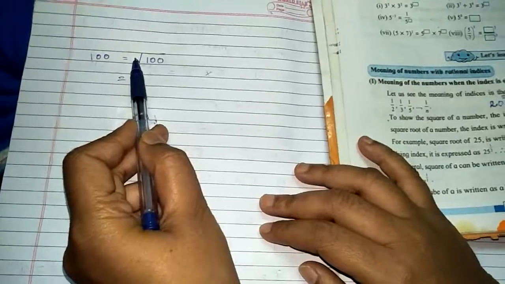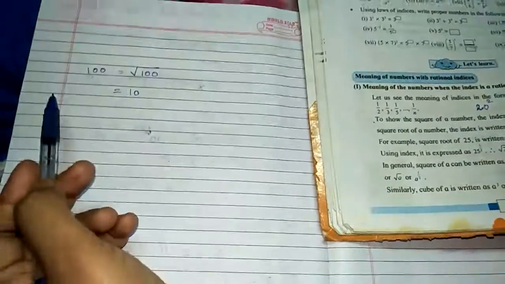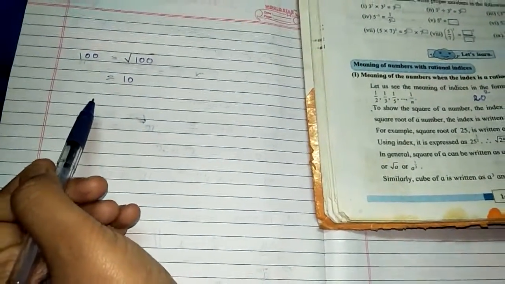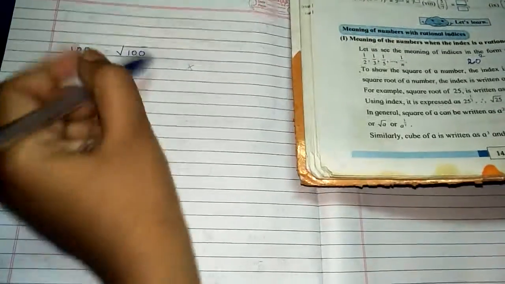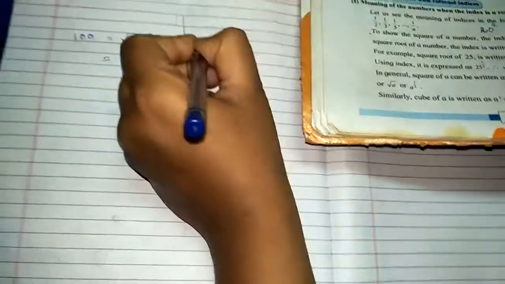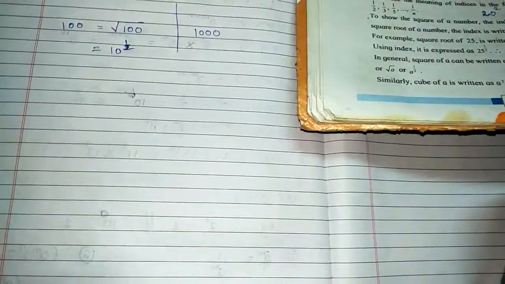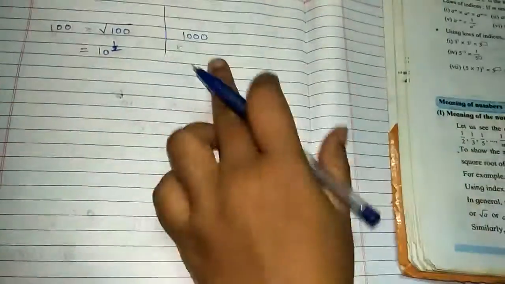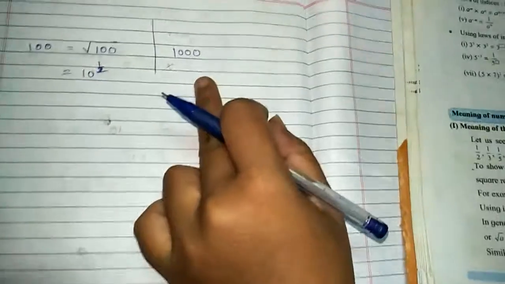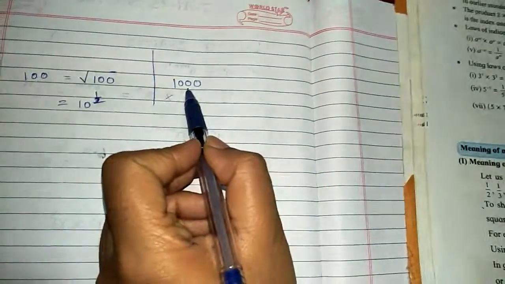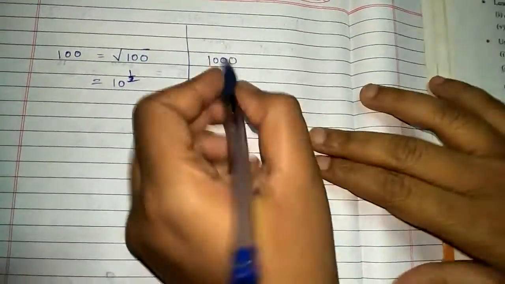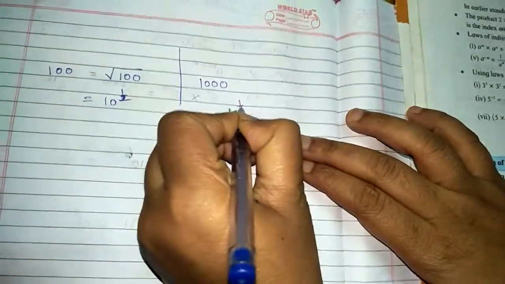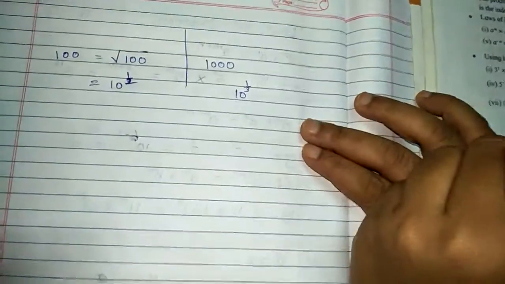So here we showed the square root of this number by using the radical symbol. But suppose with the help of the index you want to show it, then how do we write the square root in index form? It is written as 1/2. Clear? And suppose one more time I give the cube root, the cube root of 1000. If you want to write it in index form, the cube root of 1000 is nothing but 10. So how are we going to write it down? 1000 power 1/3.